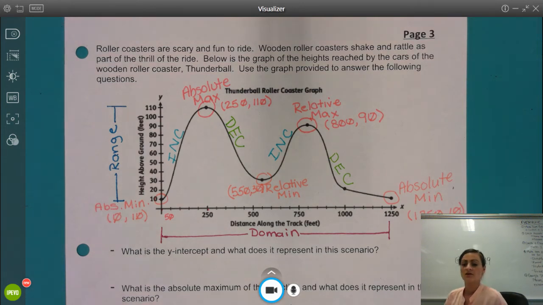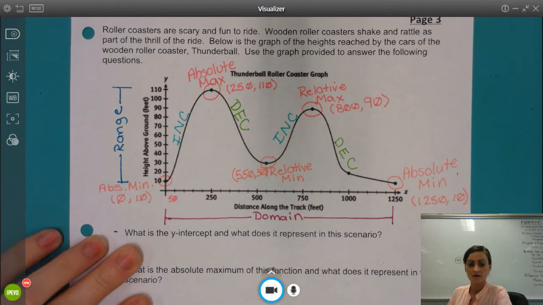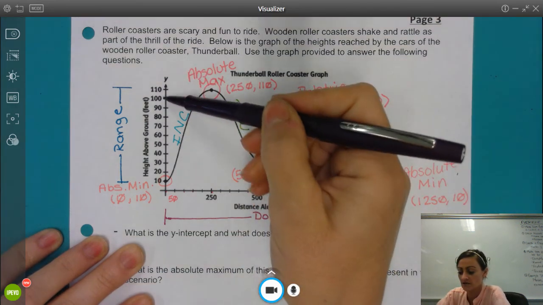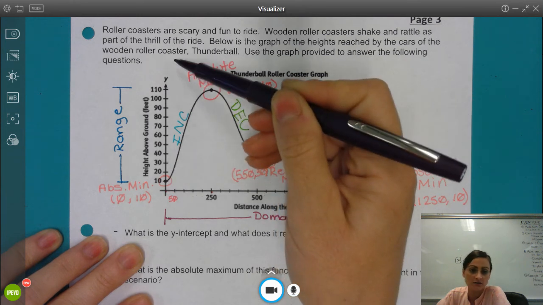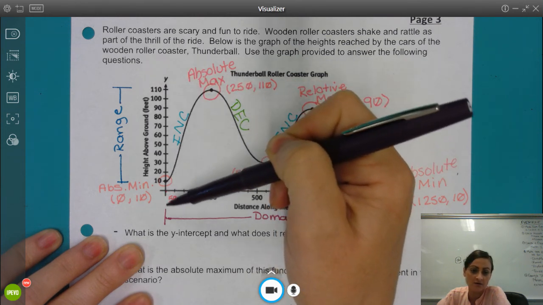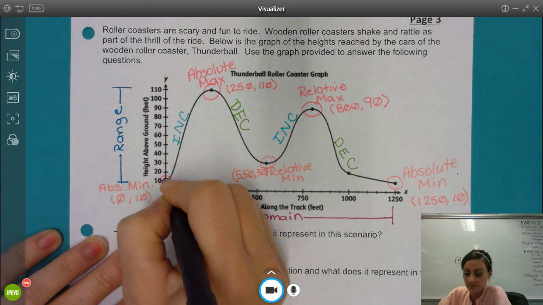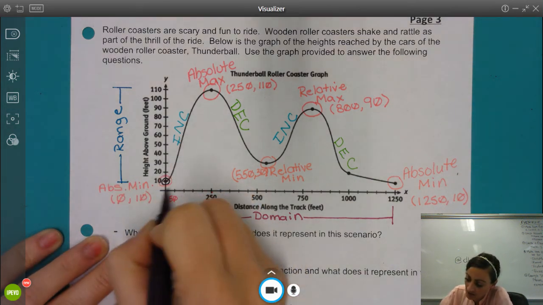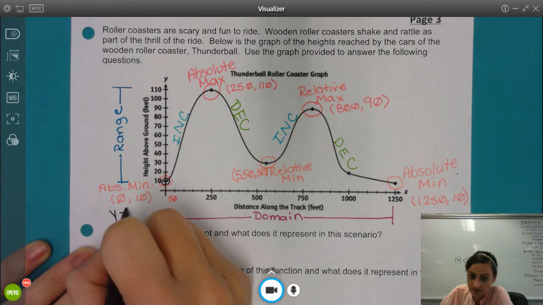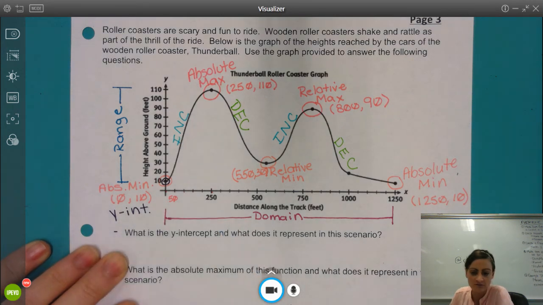The last thing we need to talk about are intercepts. So we're going to start with the y-intercept because that is our first question. The y-intercept happens when the graph or my function hits the y-axis. So I'm going to come to where I see my range values, my output values, and I'm going to look up and down and find the place where my graph touches the y-axis, which also happens to be my absolute minimum. So this is also called a y-intercept, and I'm going to abbreviate just because I don't have enough room.